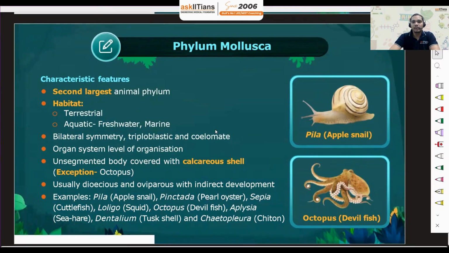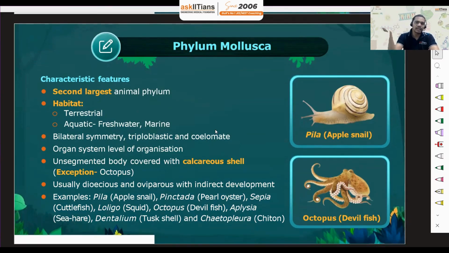Now we are going to deal with the Mollusca. The Mollusca: can you see the Pila, that is the apple snail, or the octopus, which is also known as the devilfish.